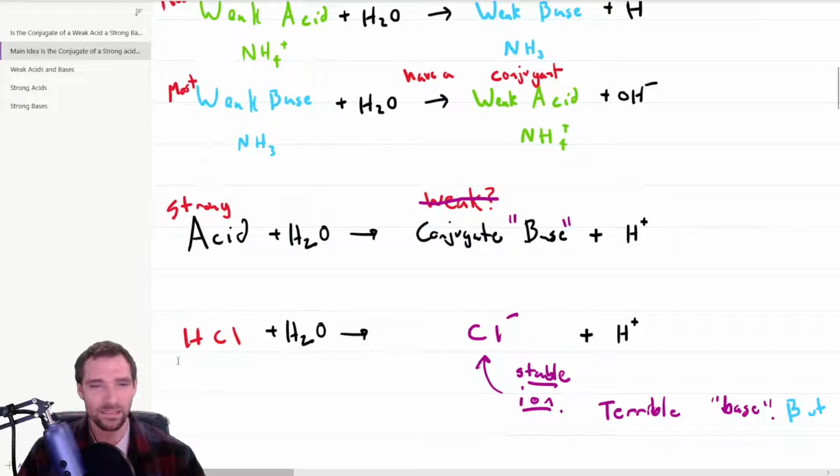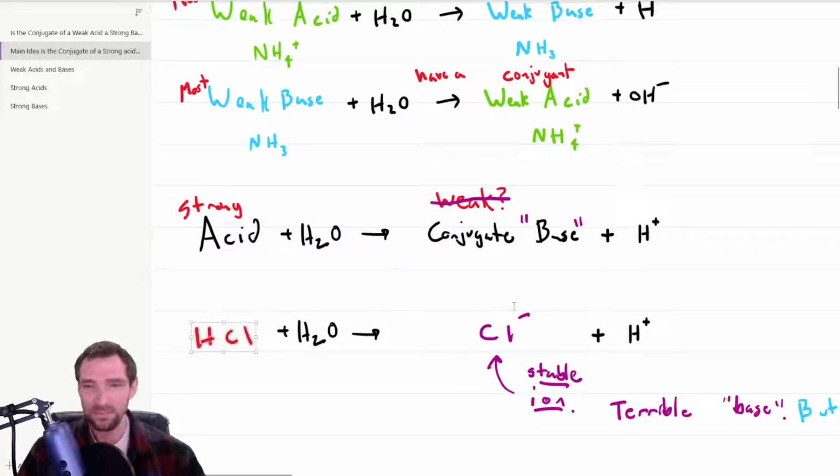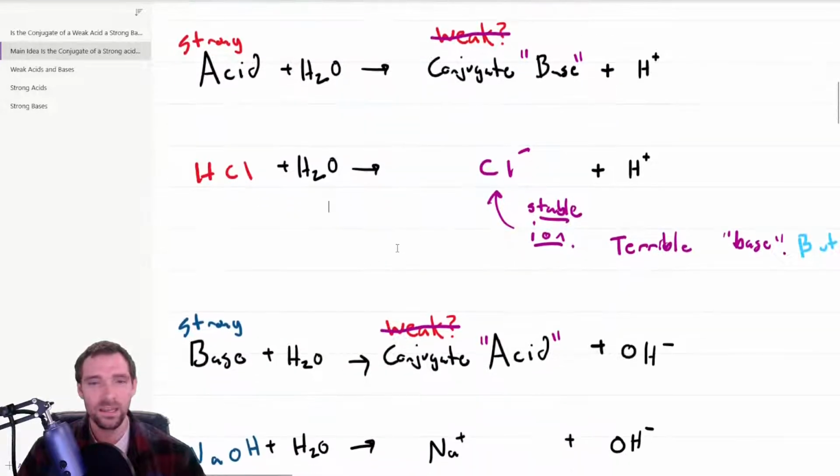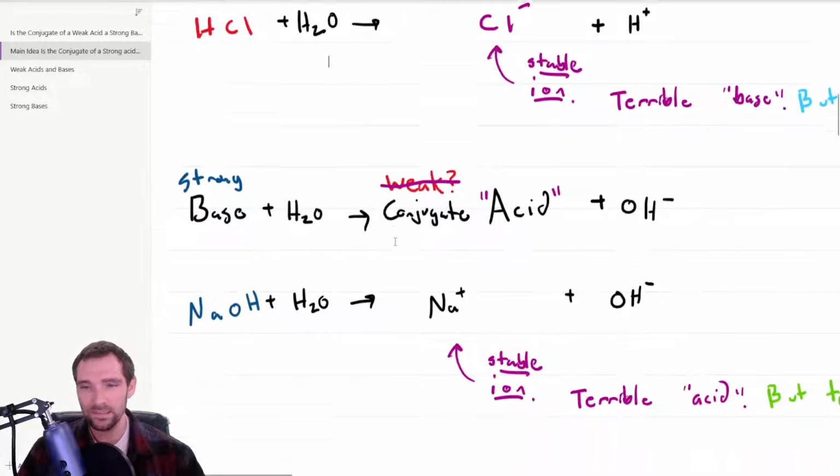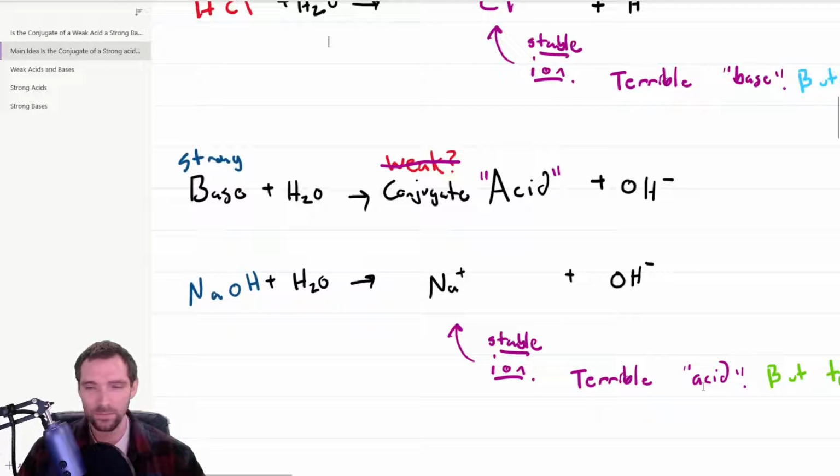It's like if you had 100 million of these things, all of it is going to dissolve and maybe one would not dissolve, but effectively zero is going to stay here. So we say 100% goes. Same thing with the strong base. These things are terrible acids. They are technically still weak acids, though I like to think of them as stable ions.